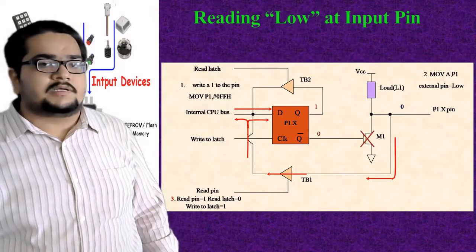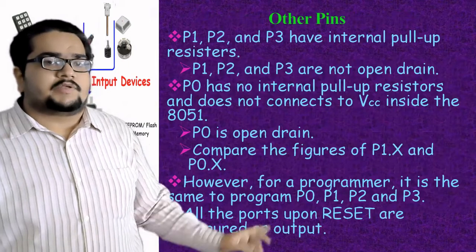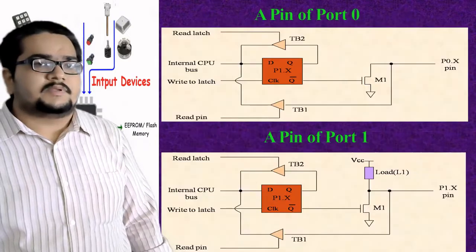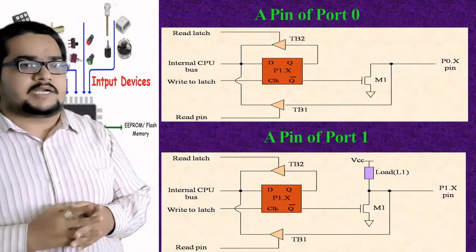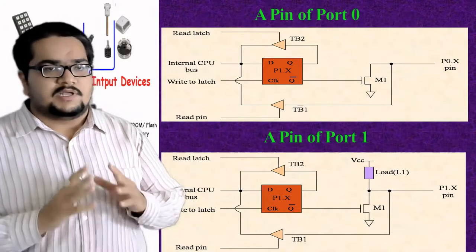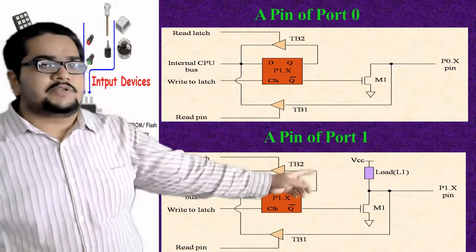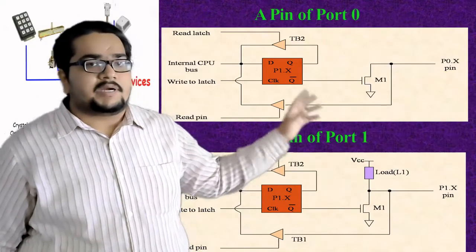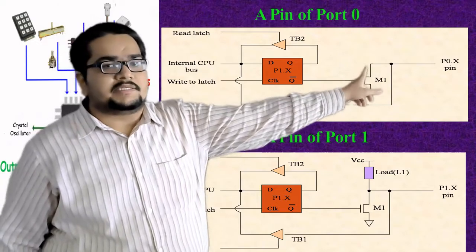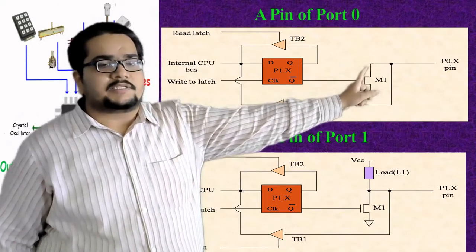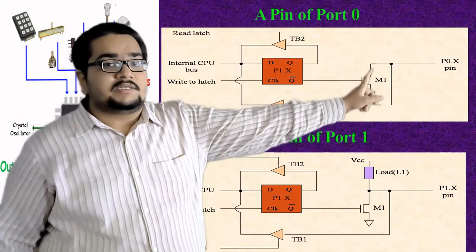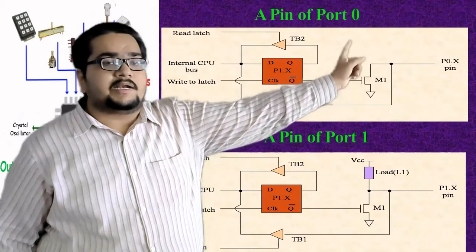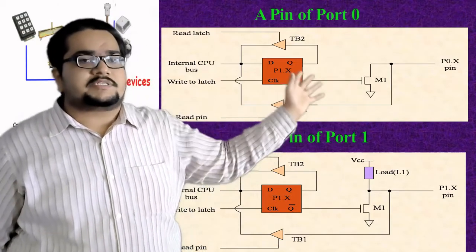Coming back to this slide, you can see that on reset all the ports will be configured as output ports. So here is an understanding of how port 0 differs from the other ports, and why we call it open drain. In port 1, as we saw earlier, internally there is a resistor connected to VCC, but in port 0 the transistor M1 is different. The collector side of the transistor, in this case as it is a FET device the drain side, will be open, it will not be connected to VCC.